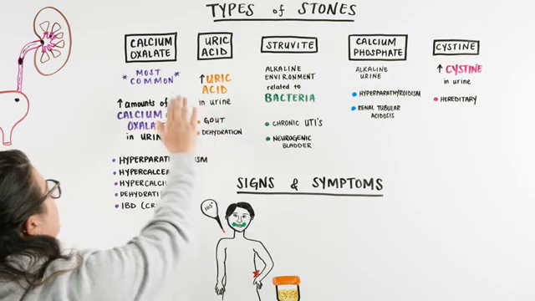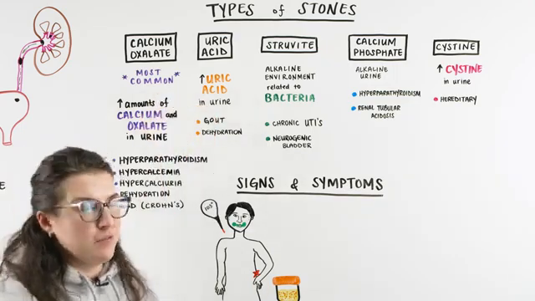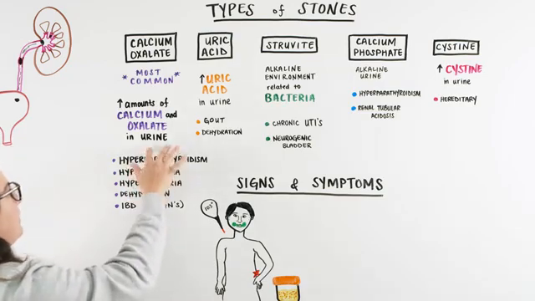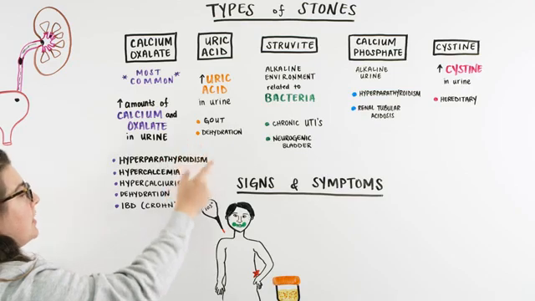There is calcium oxalate, which is the most common. What that is, there's basically an increase in calcium or oxalate within this patient, especially in their urine, so it's going to be a higher concentration, and it can be due to a lot of different things.